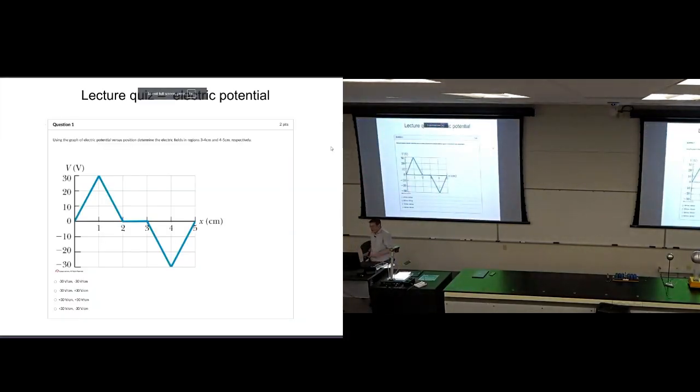There were two other regions in the map of potential versus position, from 3 to 4 centimeters and 4 to 5 centimeters, that we didn't discuss. We discussed 0 to 1, 1 to 2, 2 to 3 centimeters. In those two regions, 3 to 4 and 4 to 5, what is the electrical field? What is the size and the direction of the electrical field based on the graph of the electrical potential? And you've got to pick one of these four.